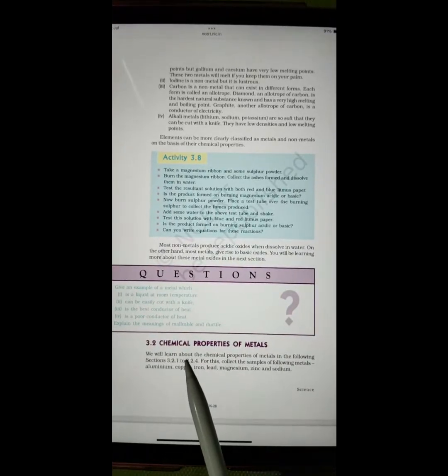3.2. Chemical properties of metals. We will learn about the chemical properties of metals in the following sections 3.2.1 to 3.2.4. For this, collect the samples of the following metals: aluminium, copper, iron, lead, magnesium, zinc, and sodium. Next page, please.